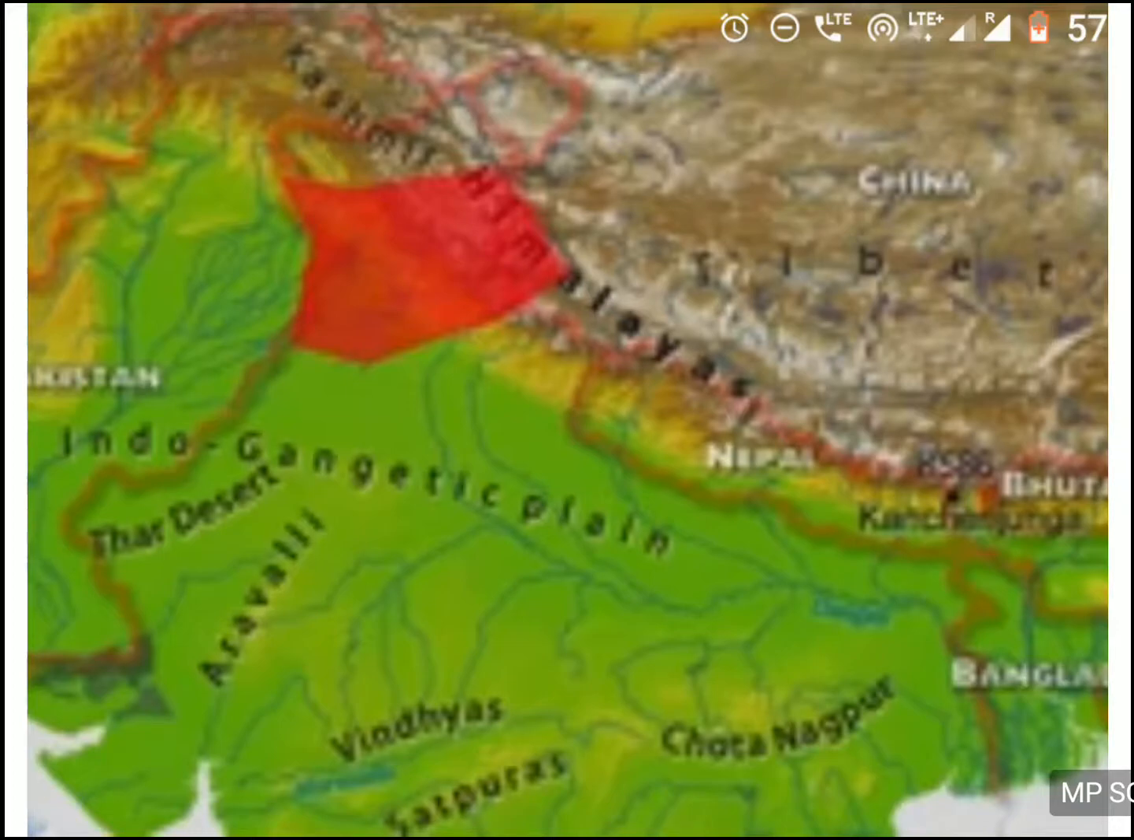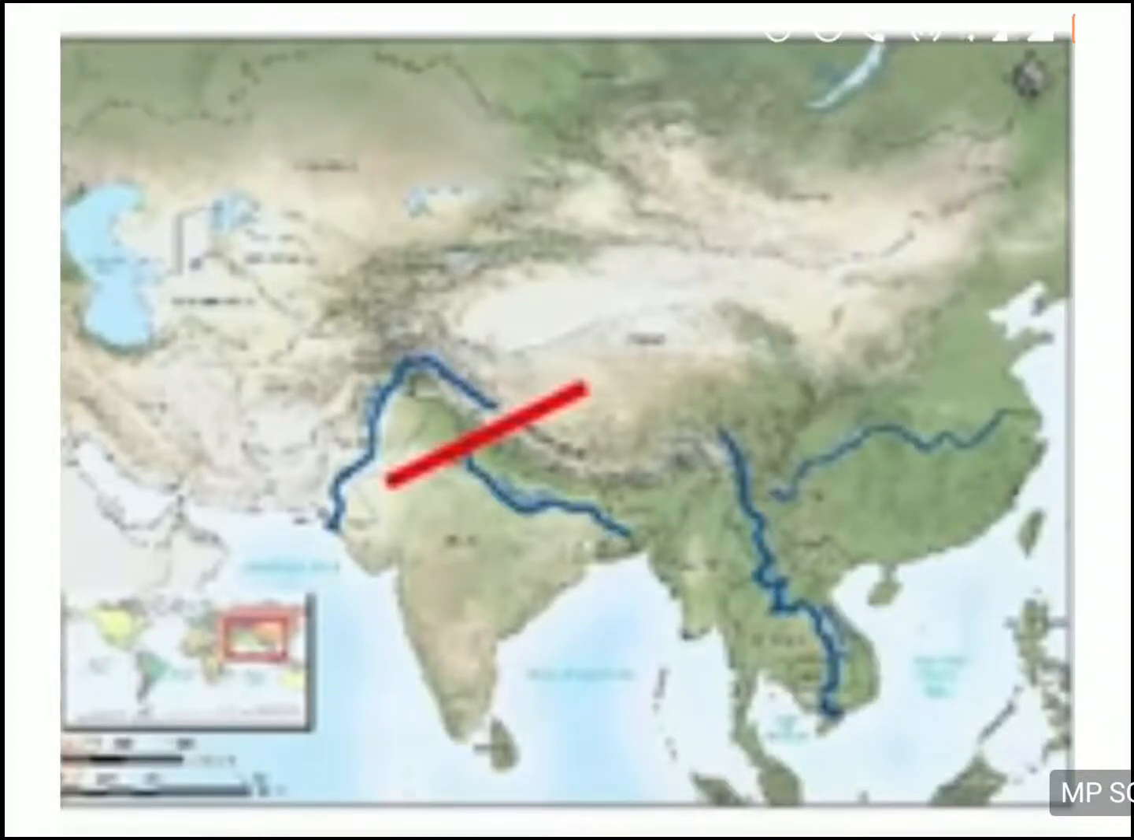So you can see the map. There is a faulting occurring in the westernmost side of India, and because of this faulting, the long river was divided into 2 parts. One is Indus, and the second one became Ganga river. Because of that faulting, division took place, and the river got divided into 2 parts.